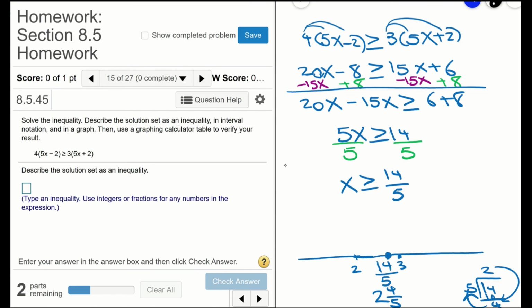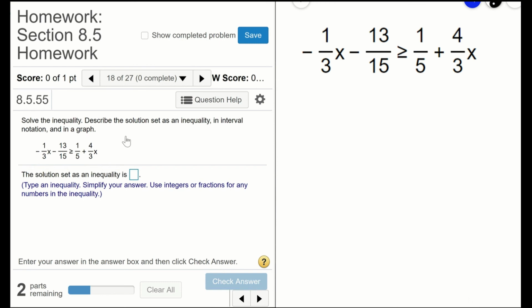So we go ahead and do that. Now, you want to get a quick check. You could always plug in a number like 3 and make sure that it makes it true. See, 5 times 3 is 15, minus 2 is 13, times 4 is 52. On this side, we have 5 times 3, which is 15, plus 2 is 17, times 3 is 51. And 52 is greater than or equal to 51, so it makes it true. That's just one quick example to show you how you could do a test point to make sure you've done it correctly. And that's that.